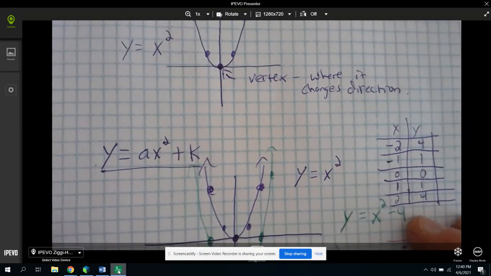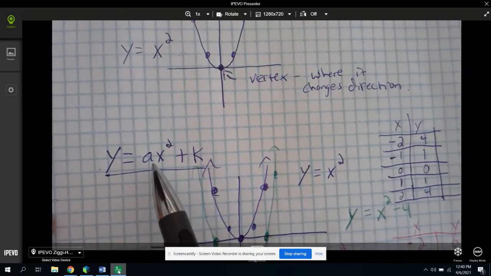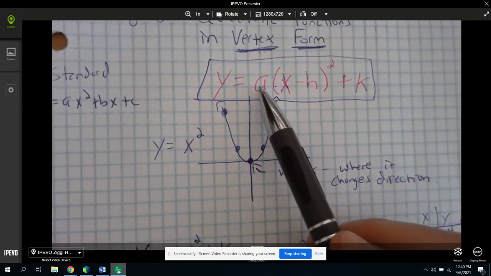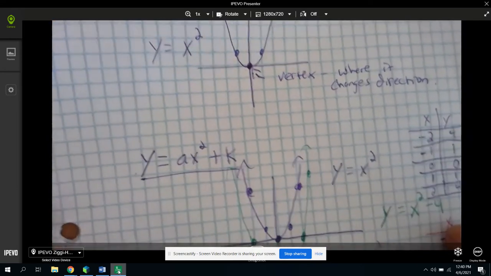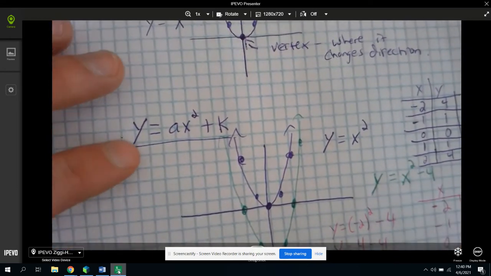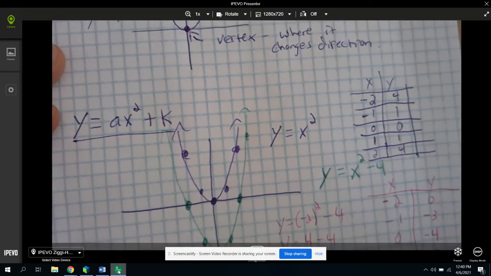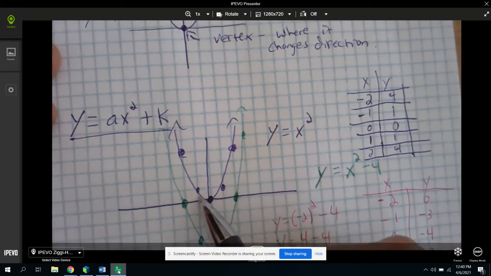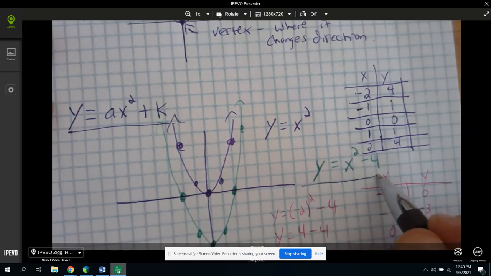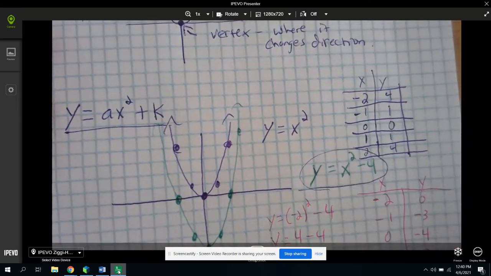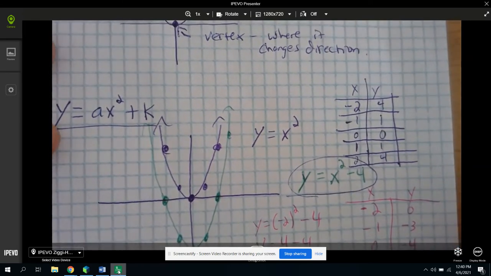Okay, let's break it down. We're just going to take ax squared plus k. So we're leaving out the minus h for now, because this k does something in particular to our graph. Right here I have, again, the y equals x squared graph. I want to know, what does y equals x squared minus 4 do? How does that change our graph?